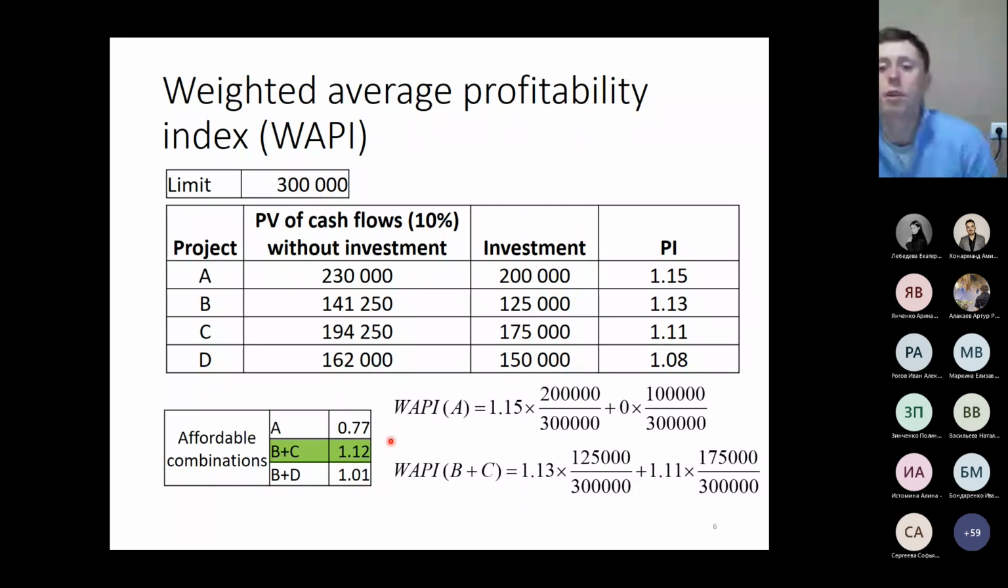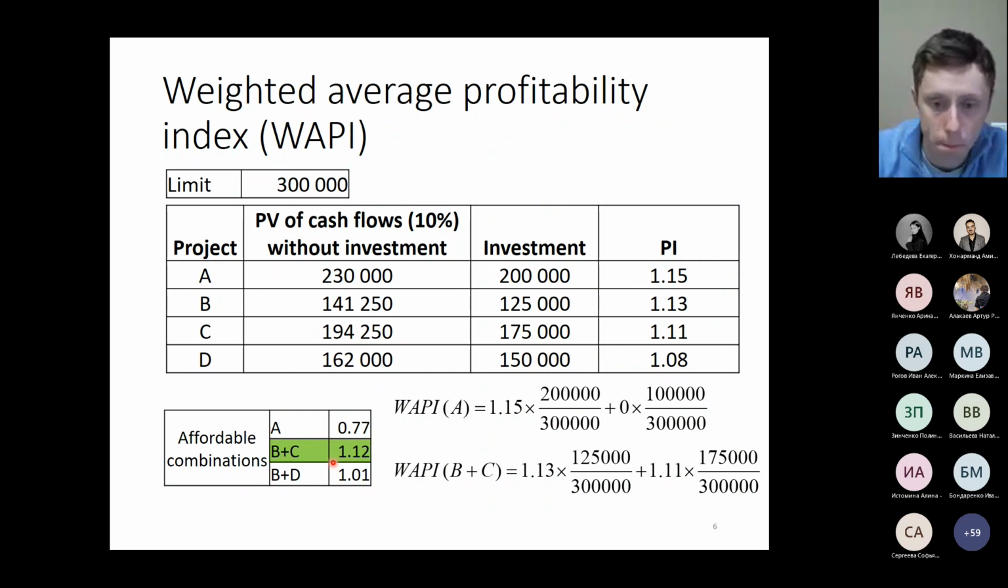Another option we have is to combine together two projects, project B and project C. The logic is the same. We multiply the profitability index of the individual project by the investment that we make in this project and divide by the total limit of the money available. And we do it for both of those projects. And this is how we get this result. And it seems like this is the optimal outcome, as we have the highest profitability index.